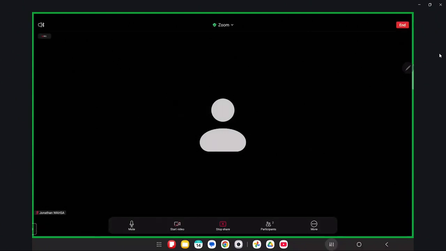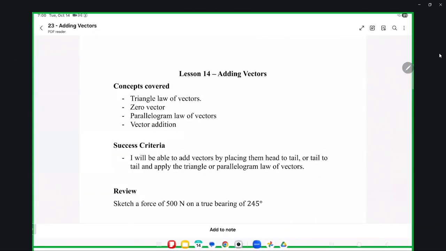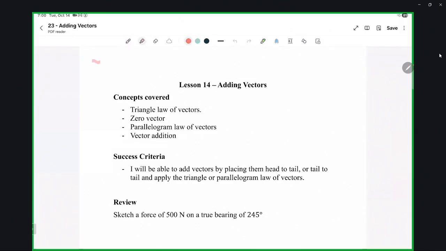Hello, everyone, and welcome back. We are continuing on with our course. Let's get into the pencil feature. Here we go. This is the MCT4C. We are in Unit 3, and this is lesson number 14 of the course. Technically, I think this is class 23, but lesson 14. And today we're going to be looking at the addition of vectors.